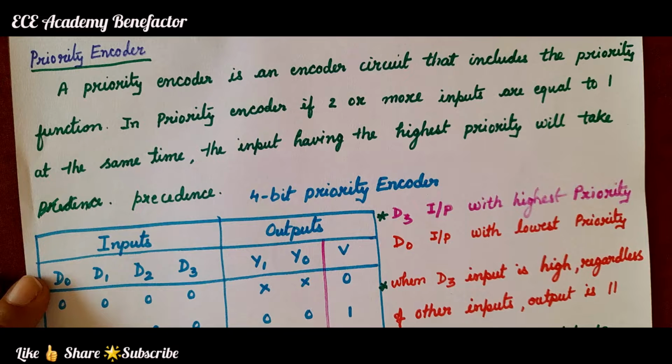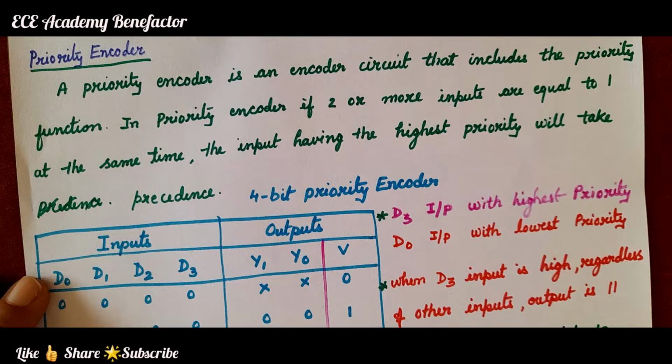So, we know how to design a combinational logic circuit. First, truth table, second step is K-map simplification and third step is drawing the logic diagram. So, let us start with the definition of a priority encoder.